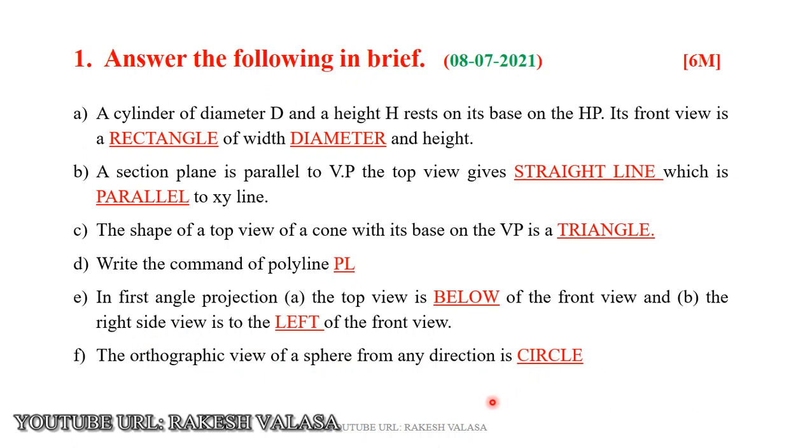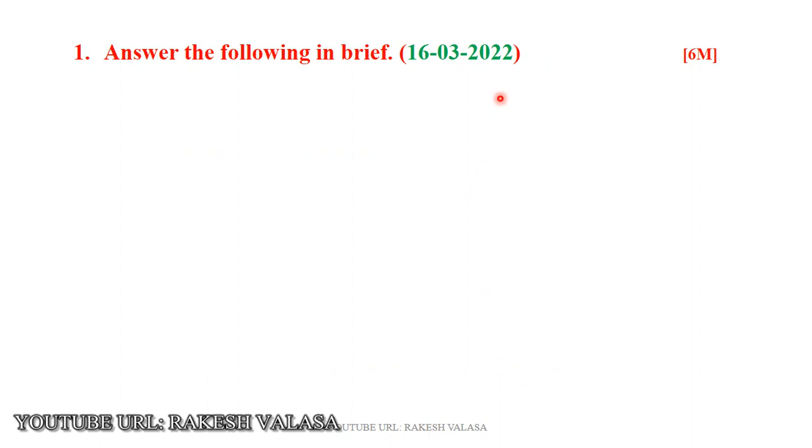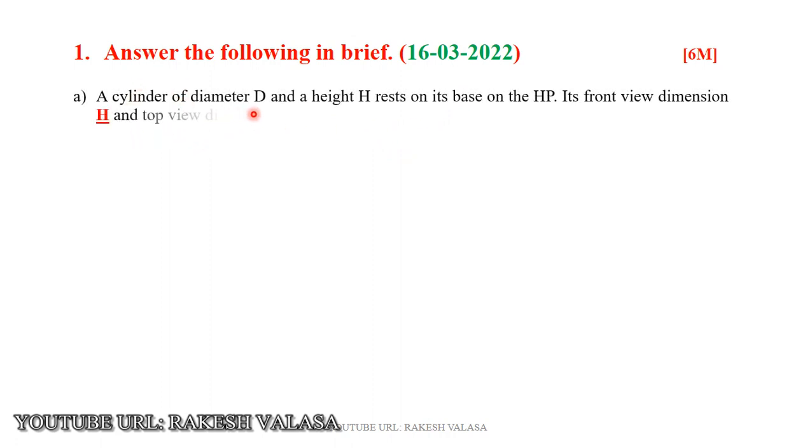Let us move to the next paper that is conducted in 2022. Question number A. A cylinder of diameter D, a height H rests on its base on the HP. Its front view dimension, that is H, and top view dimension is capital D.